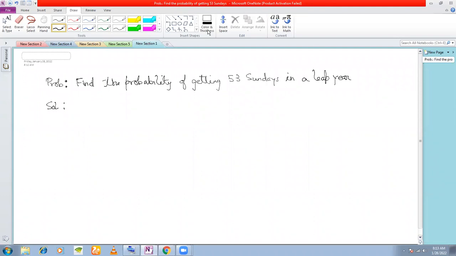How will you get 53 Sundays in a leap year? First of all, whether a leap year or non-leap year, how many Sundays are there in a year? Number of days in a non-leap year is 365. In a leap year, it is 366. Whether 366 days or 365 days, how many weeks in a year?